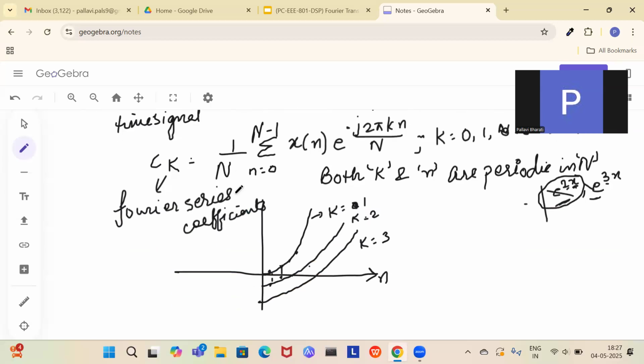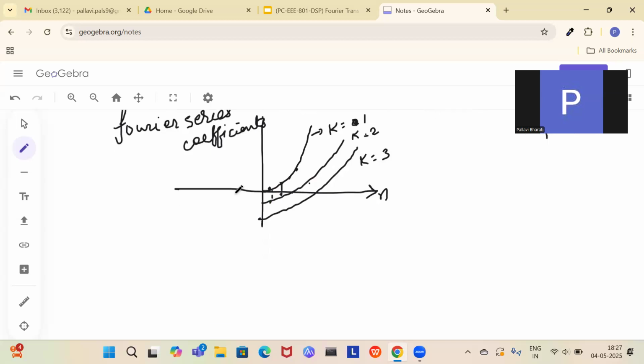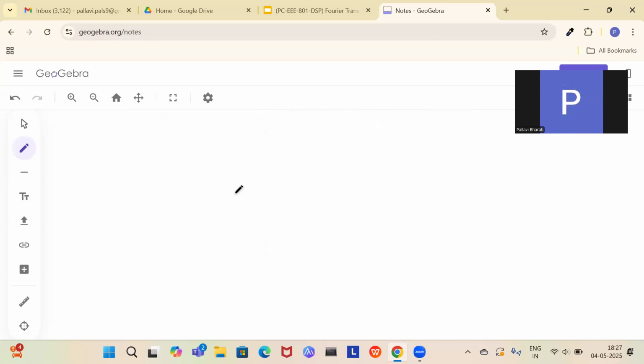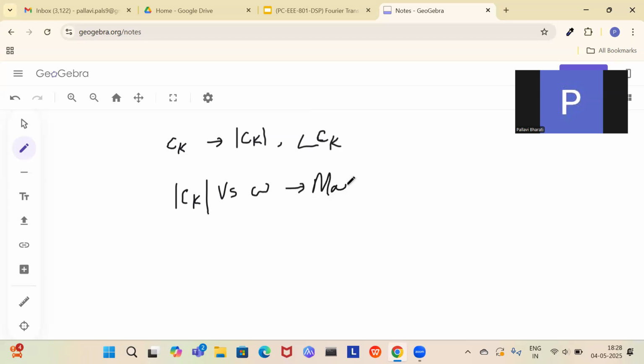So it's pretty clear now. After this, there are two things that you have to remember: the magnitude of the frequency over time, that is, the magnitude over frequency. So this ck is having two parts. One is the magnitude part of it, and the other one is the phase part, the angle of ck. So when mod of ck versus omega we plot, that is called the magnitude spectra.